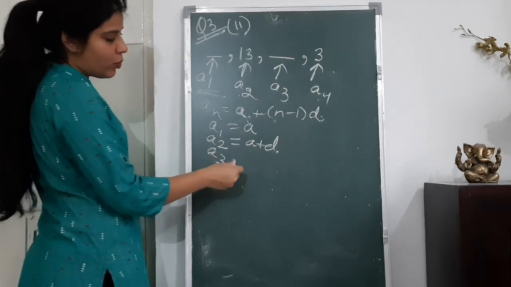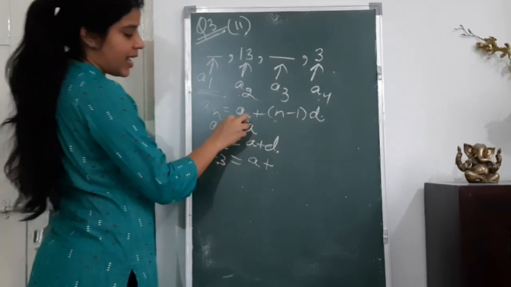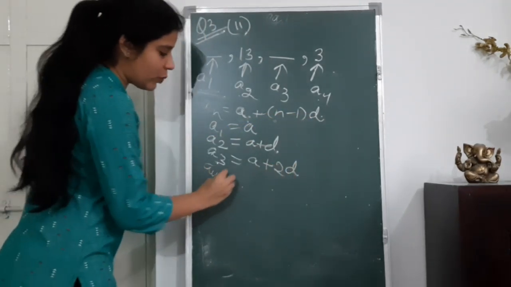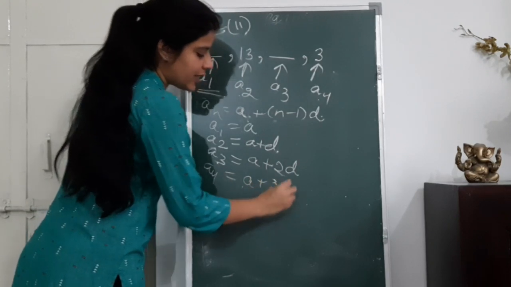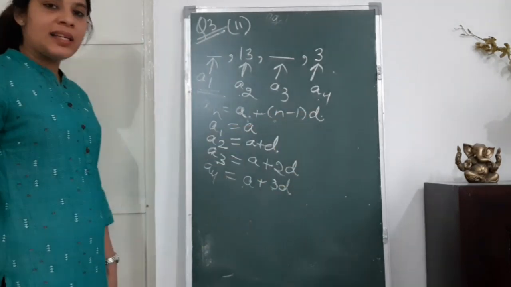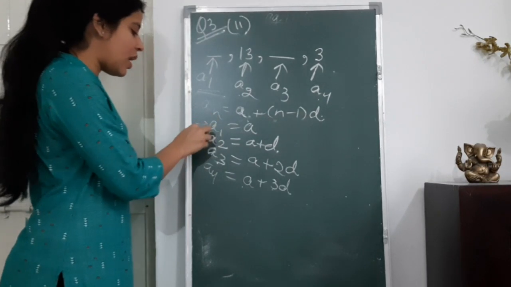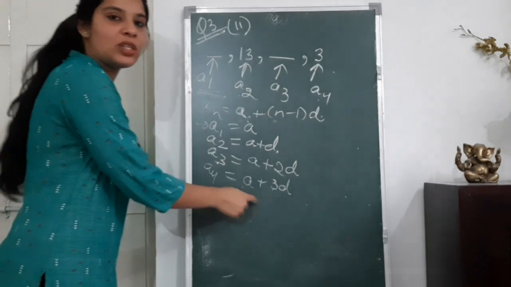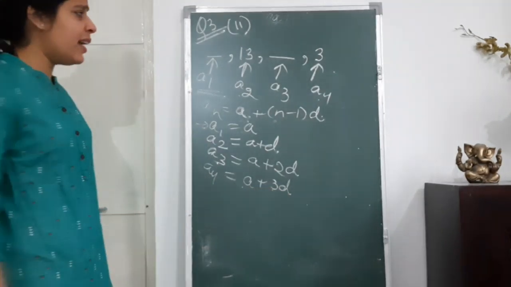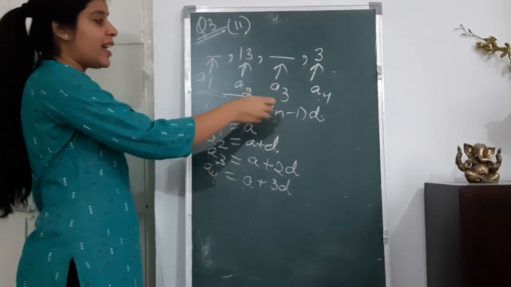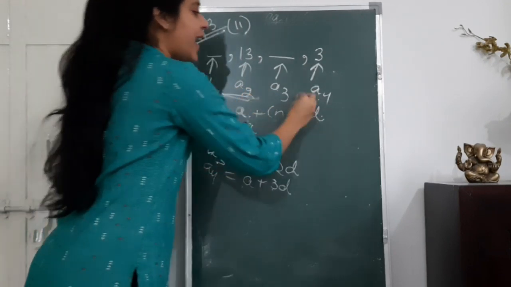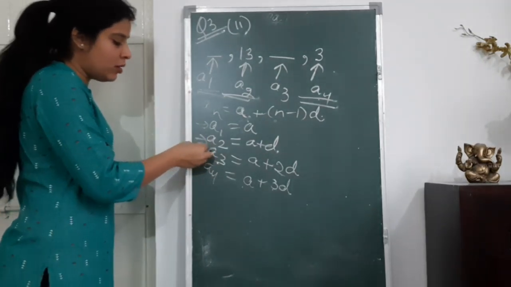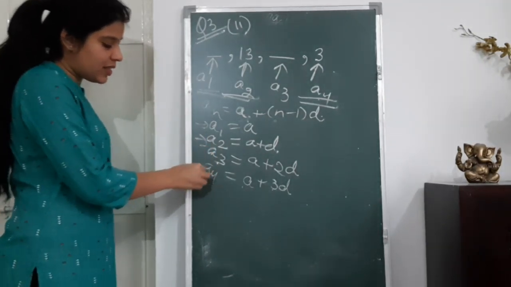A3 is going to be equal to what? A plus, 3 minus 1 is 2, a plus 2d, and a4 is going to be equal to what? A plus 4 minus 1 into d, that is a plus 3d. So a1 is equal to a, a2 is equal to a plus d, a3 is equal to a plus 2d, and a4 is equal to a plus 3d. Now what do we have available? We have the value of a2 and a4 given in the question, right?